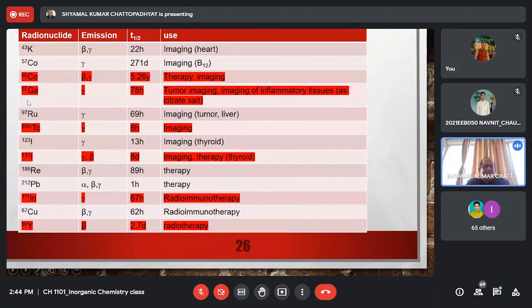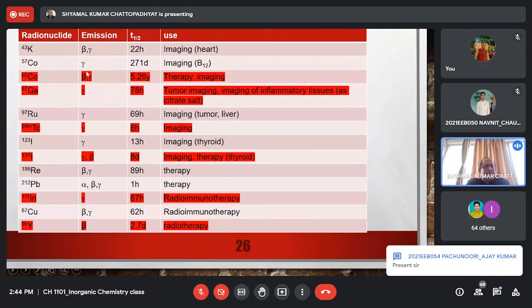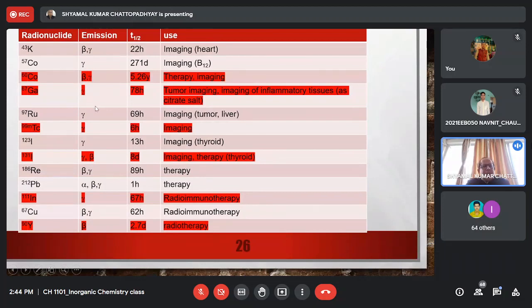So depending on the requirement, the doctor may prescribe cobalt 60 isotope treatment. Then gallium 67 is again a very important radioisotope that has come up and that has replaced these cobalt isotopes in many cases. It is purely gamma emitting, unlike cobalt 60, which is gamma as well as beta. So this is better for imaging purposes.